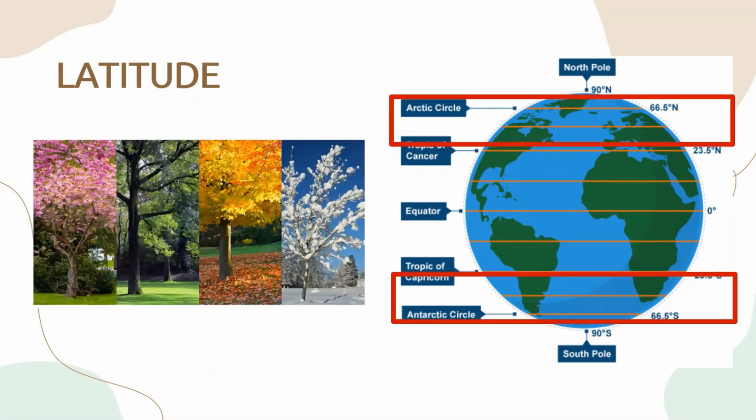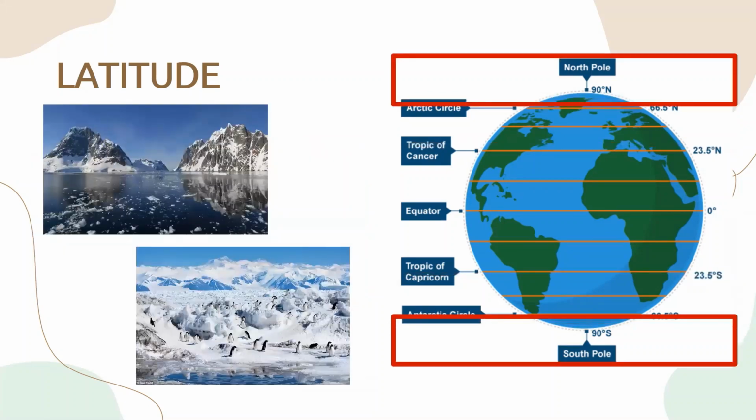Between the Tropic of Cancer and Arctic Circle is the Northern Temperate Zone. Between the Tropic of Capricorn and the Antarctic Circle is the Southern Temperate Zone. Countries in these zones go through 4 seasons: winter, spring, summer, and autumn. Finally, the areas within the Arctic Circle and Antarctic Circle are called the polar regions or frigid zones. People who choose to live in these areas have to deal with temperatures that never go above 10 degrees Celsius.